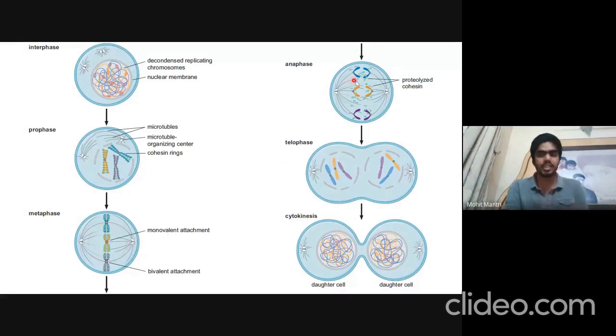In anaphase, the cohesin is broken down, and now the sister chromatids can be easily separated, and both the poles receive a single sister chromatid. So two daughter cells are formed, and each consists of a single sister chromatid of the chromosome, and they are later decondensed to form chromatin threads.